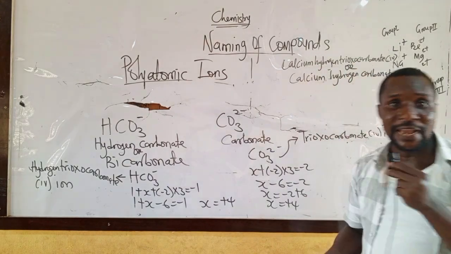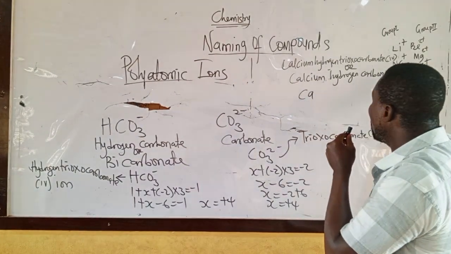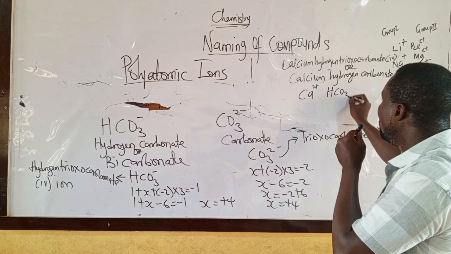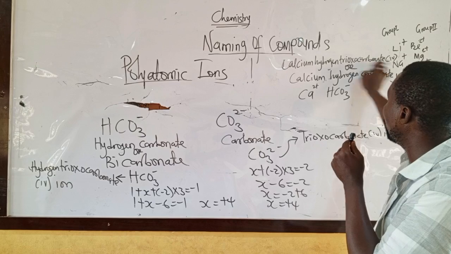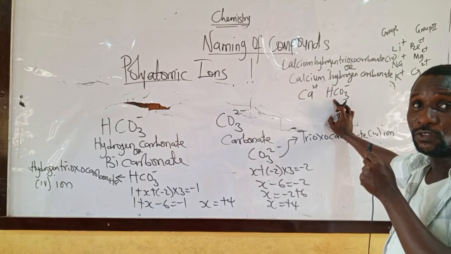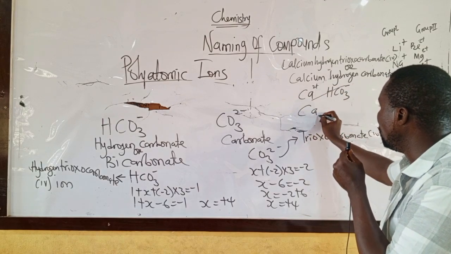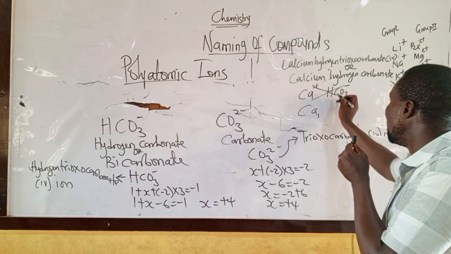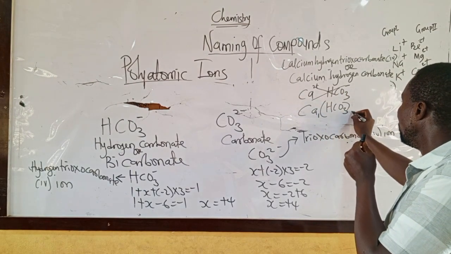Then how can I write this chemical formula? Calcium is Ca. Oxidation number of calcium is +2. Then HCO3 minus, that is hydrogen trioxocarbonate 4. Hydrogen trioxocarbonate 4 or hydrogen carbonate is HCO3 minus. What happened? This minus 1 comes here, we have Ca1. These two, we affect everything here. We come down here, we have bracket HCO3, put what?